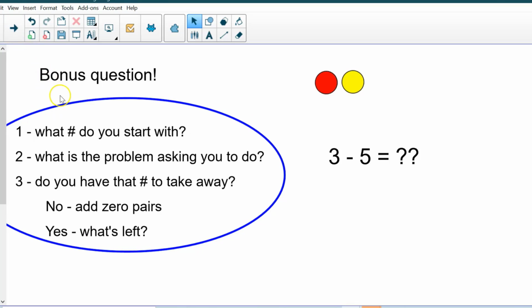Well, I have one bonus question for you. You can follow these same steps. This is 3 minus 5. Wonder what you'll get. So for your bonus question, press pause, try the problem, and then press play when you're ready to answer the quiz question. All right, press pause.